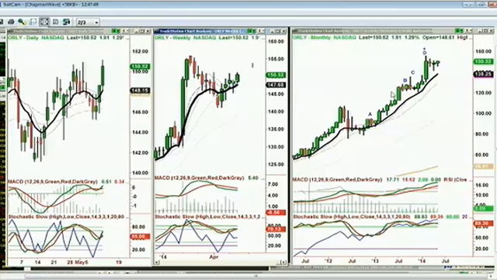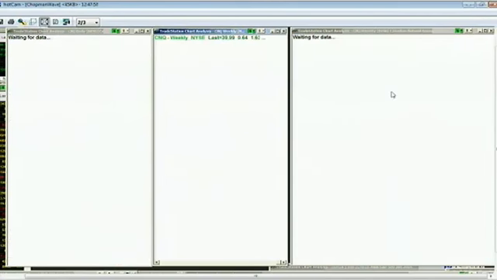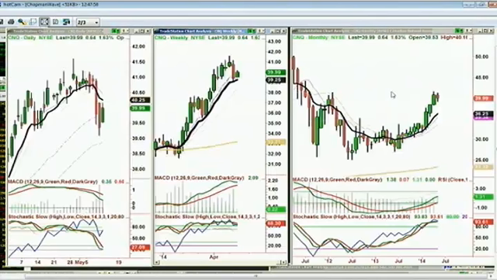CNQ. I don't know if I did CNQ. Did I do CNQ before I lost that data? No, I didn't. But it's Canadian Natural Resources. Oh, I probably should do it. Well, it's consolidating right now after a very nice move. CNQ is trading at 39.99, up 64 cents. It's got resistance at 40.50 and must hold 39 support, otherwise it's in trouble.